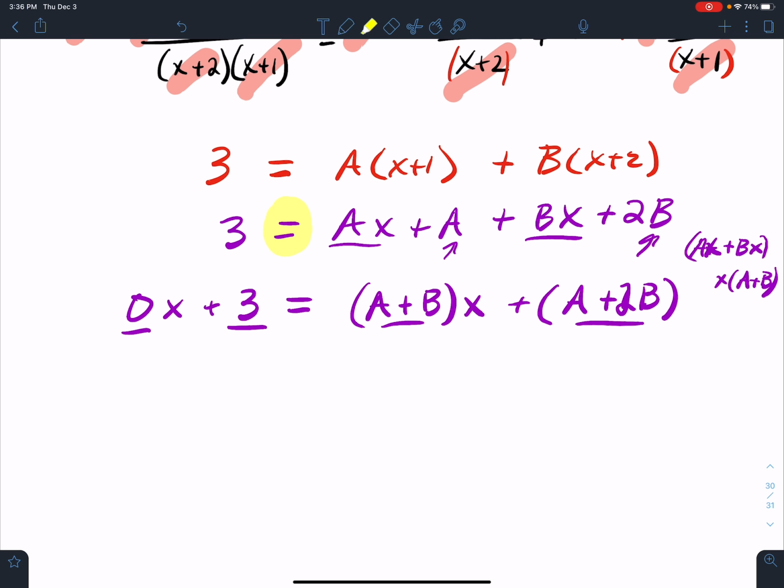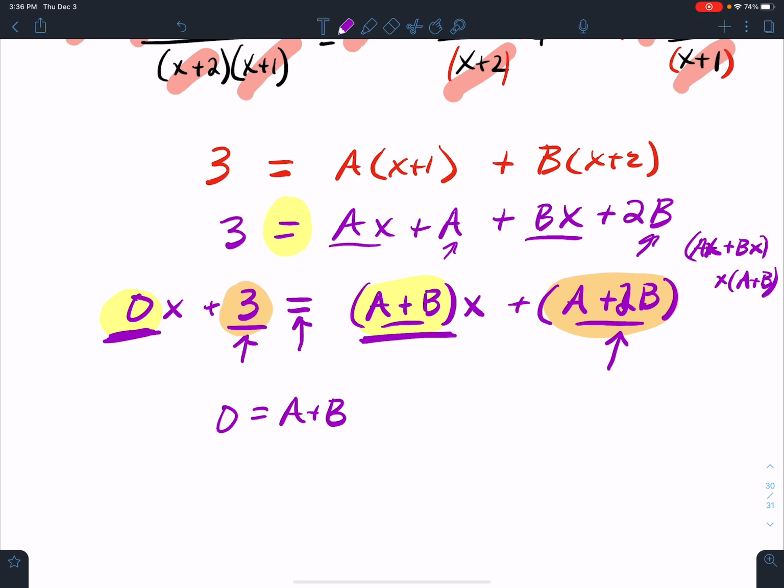So then what I would do is set up linear equations and solve. And so I would have 0 equals a plus b, since this coefficient has to be the same as this if everything is equal, right? And then this 3 has to equal that right there. That 3 has to equal a plus 2b. So how would you solve this? Well, first I'd solve the easy one. I would say that a equals negative b. And then I would take that and do substitution and plug this in here.